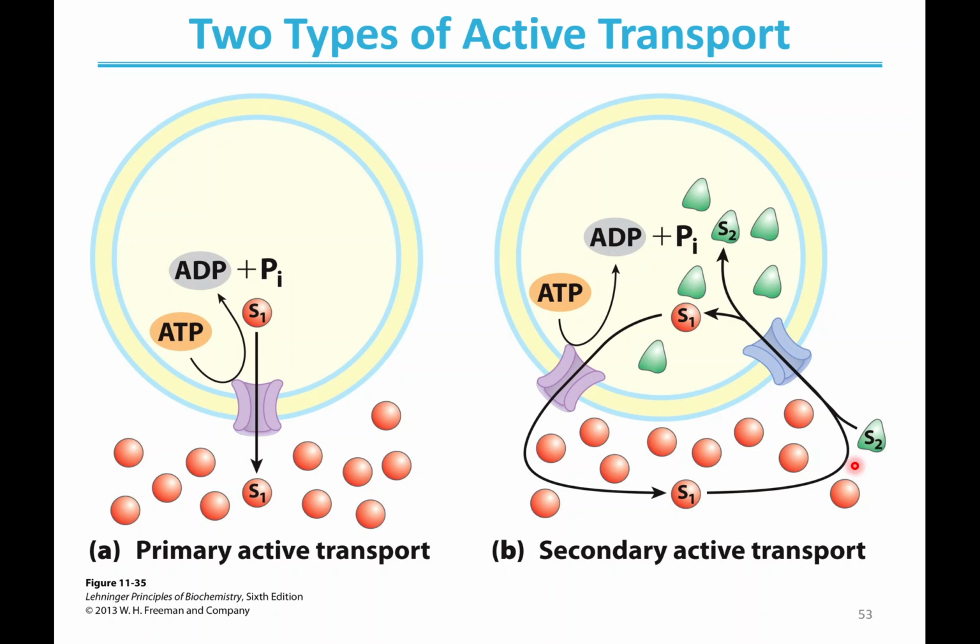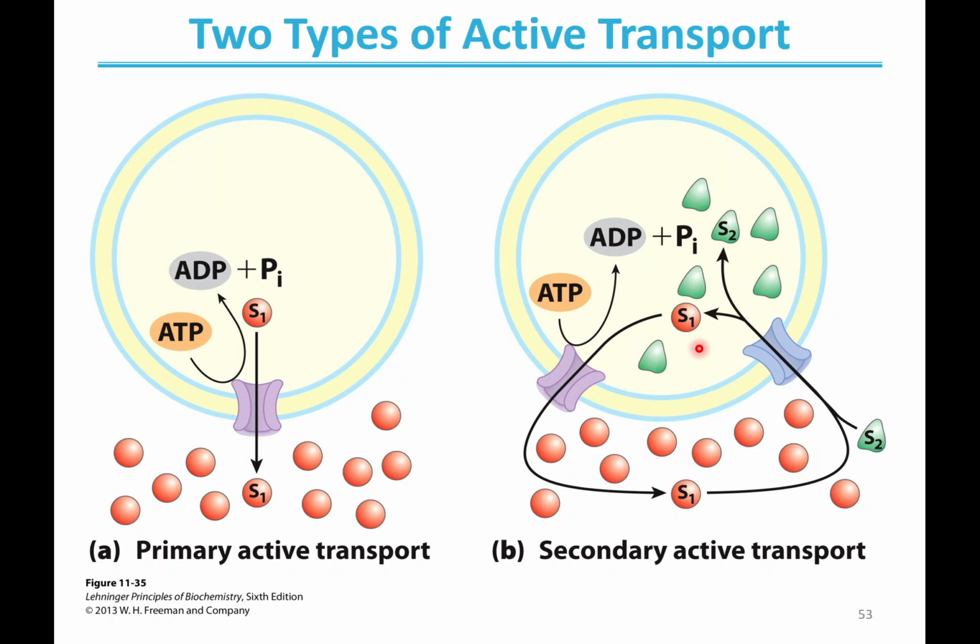the movement of one thing with its concentration gradient. So here S1 is moving with its concentration gradient, and we're doing that at the same time we're moving something else, S2, against its concentration gradient. So this would be an example of a symport because it's moving two things in the same direction.